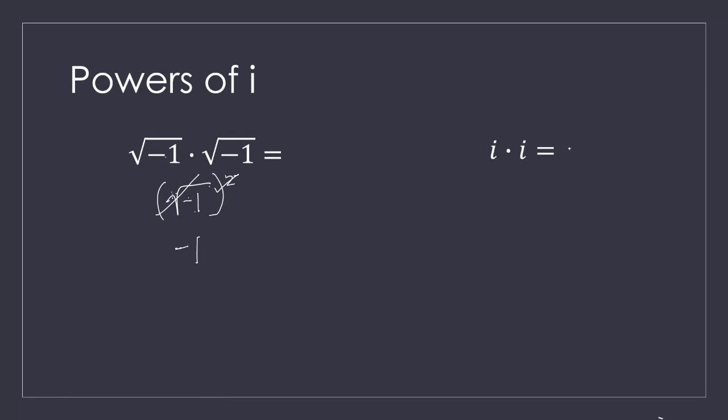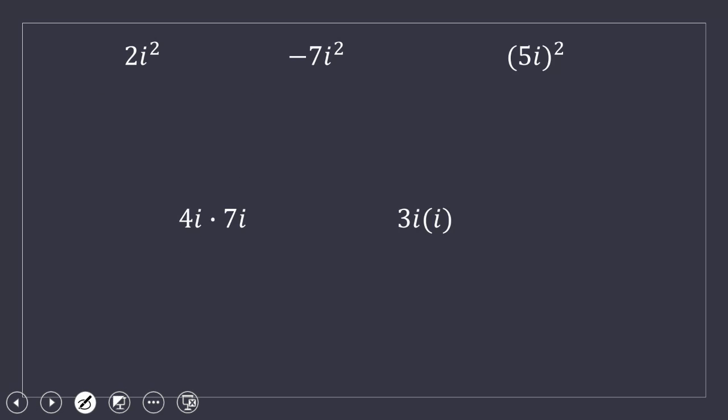The same is true for i times i. We get i squared, which is the same thing as the square root of -1 times the square root of -1, which we already know is -1. This comes into play when we start multiplying complex numbers, which we will be doing, or multiplying i's by each other. So, for example, when we have 2i squared, now I already know that i squared is equal to -1. So I'm just going to replace the i squared with what it's equal to, -1, and I'm going to simplify. Times 2 is -2.